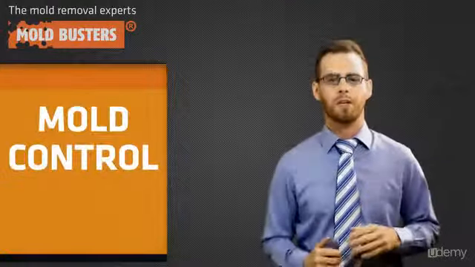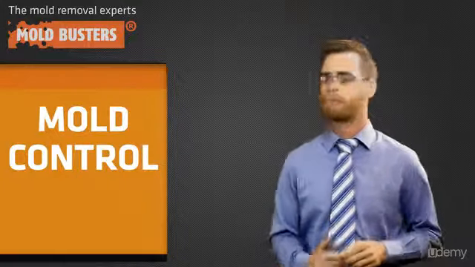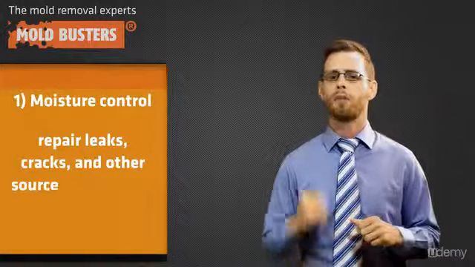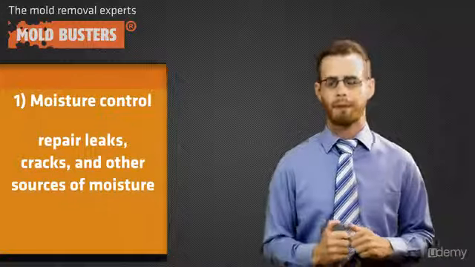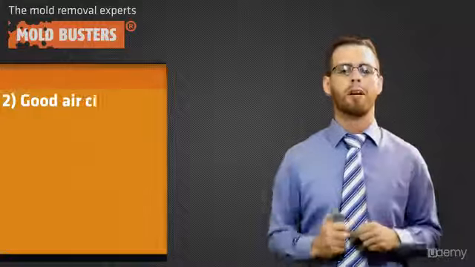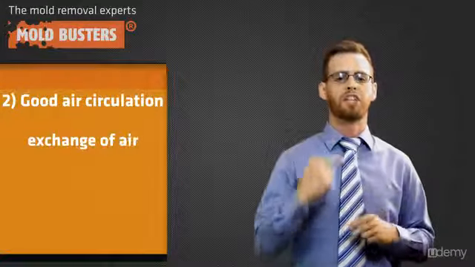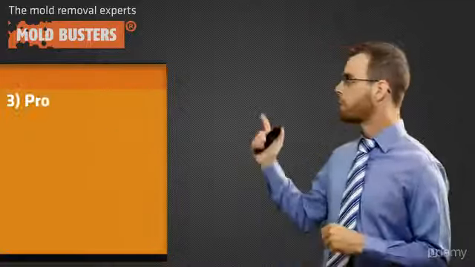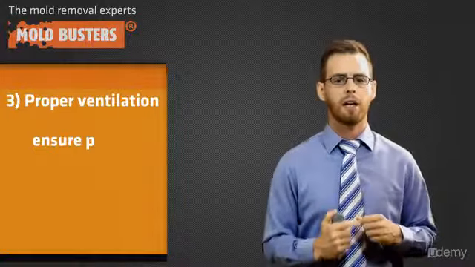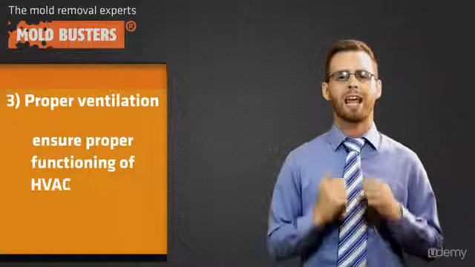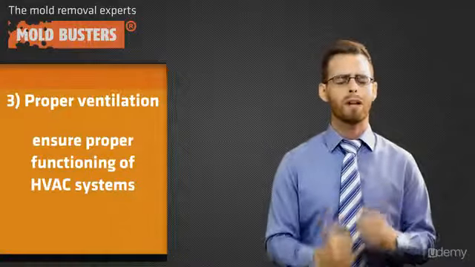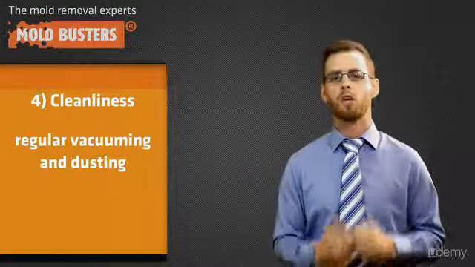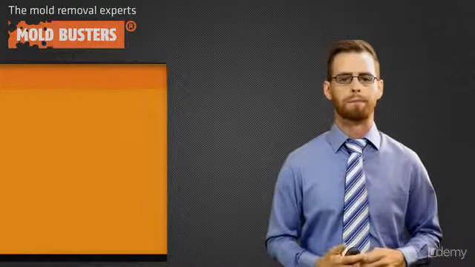There are a couple things that we could do to put mold under control. The first is minimizing moisture. That means repairing leaks, cracks, and other sources of moisture as soon as they appear. The other one is having good air circulation. So having a proper exchange of air between the indoors and outdoors is crucial. The other one is having proper ventilation, ensuring that we have properly functioning HVAC systems. And the other one is cleanliness. Regularly vacuuming and dusting our areas is a good way of ensuring that mold will not grow.